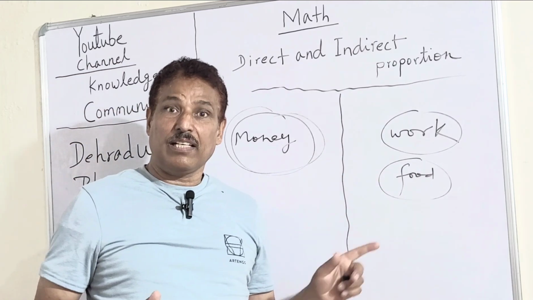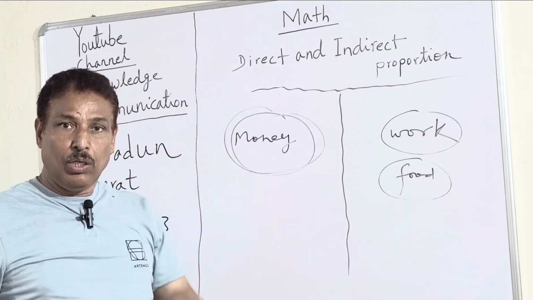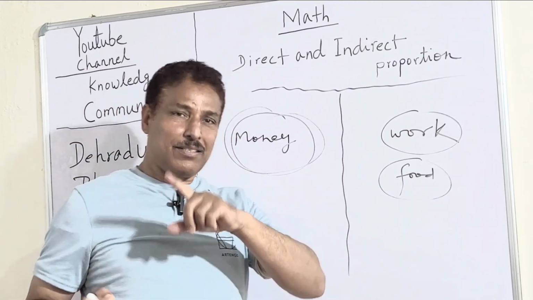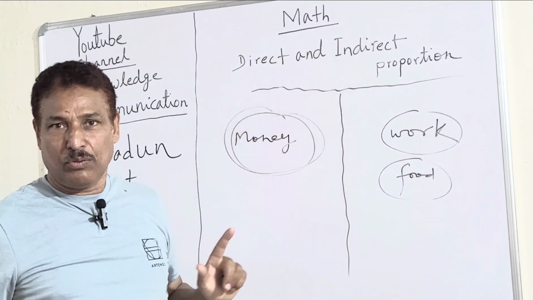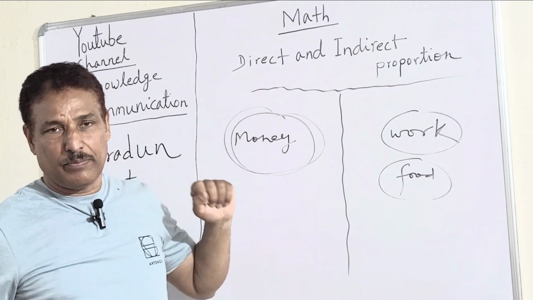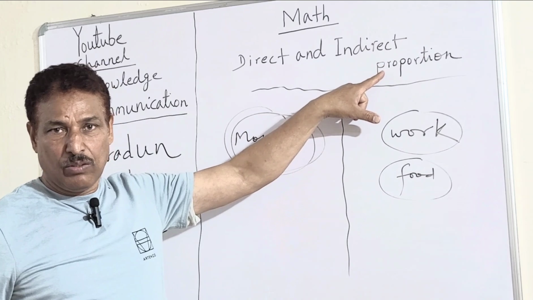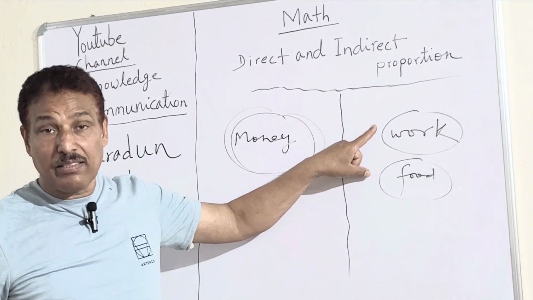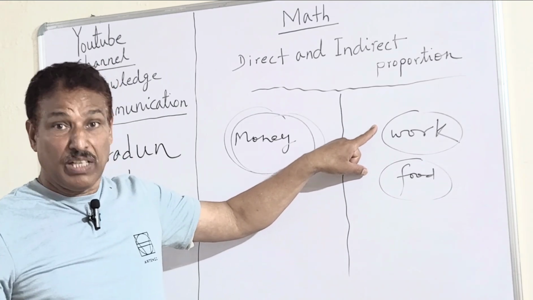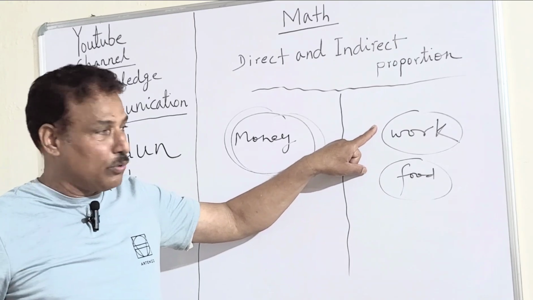A lesser number of workers take more time. More number of workers take lesser time. This is actually an inverse proportion question. This is inverse proportion, that is indirect proportion. Here it was direct regarding money. Regarding work, it is indirect. This is also termed as inverse. So there must be no doubt.